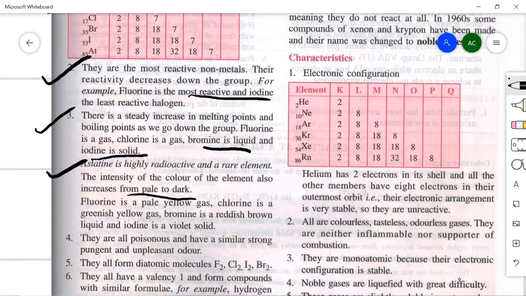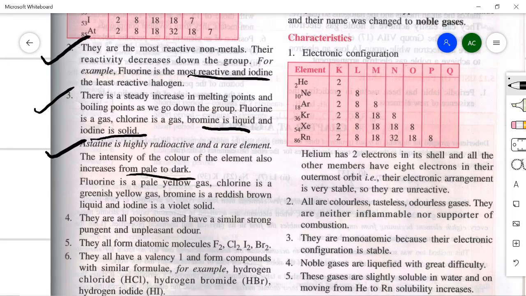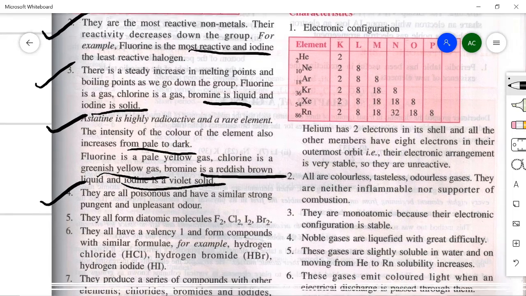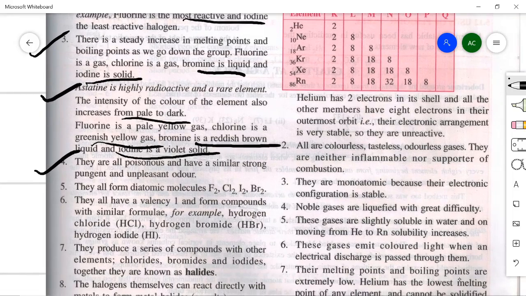Then fluorine is a pale yellow gas, chlorine is a greenish yellow gas, bromine is a reddish brown liquid, and iodine is a violet solid. So you should learn the colors. They all are poisonous and have a similar strong pungent and unpleasant odor. So all the halogens are poisonous and they have an unpleasant odor.